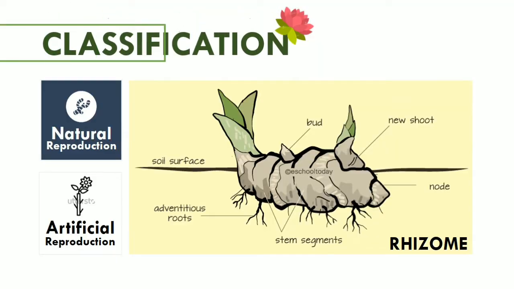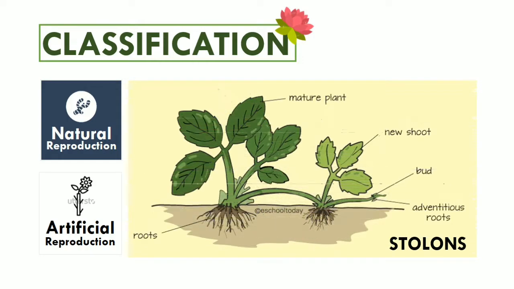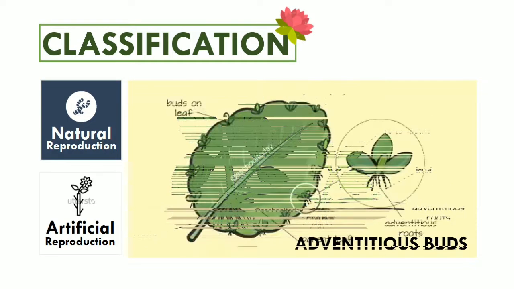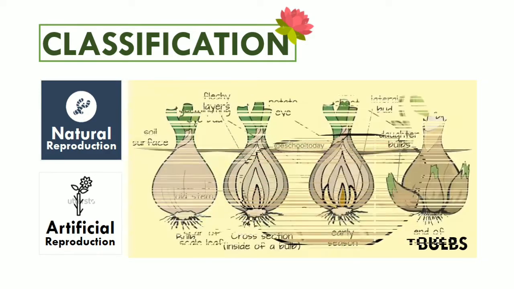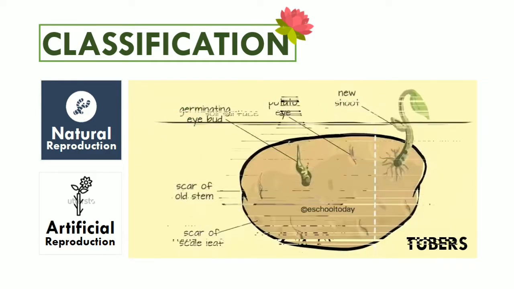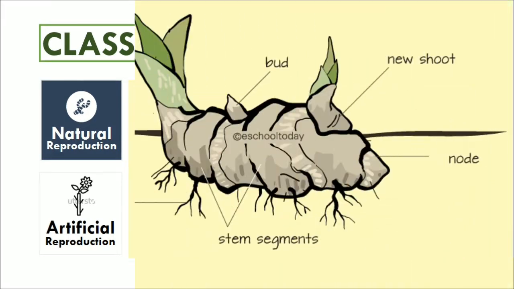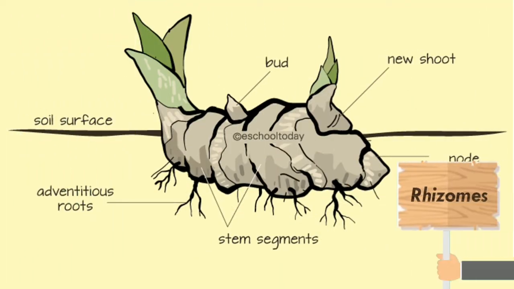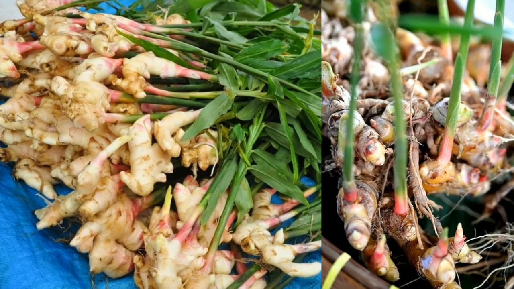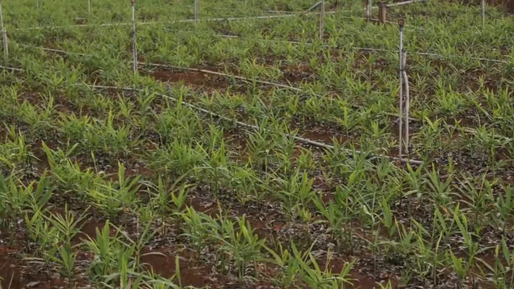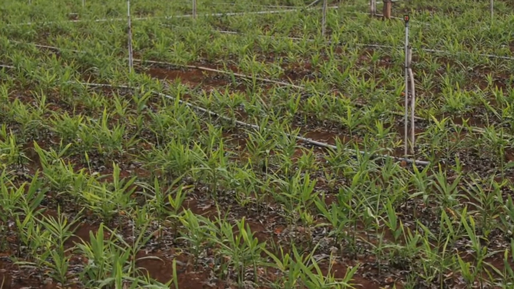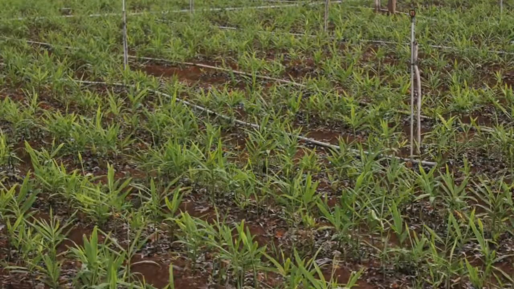Vegetative reproduction is divided into two. First, natural vegetative reproduction, mostly found in herbaceous and woody plants, and involves structural modification of the parts of the parent body. Examples: 1. Rhizome is a modified underground stem serving as an organ of vegetative reproduction, for example, ginger, galangal, and turmeric.